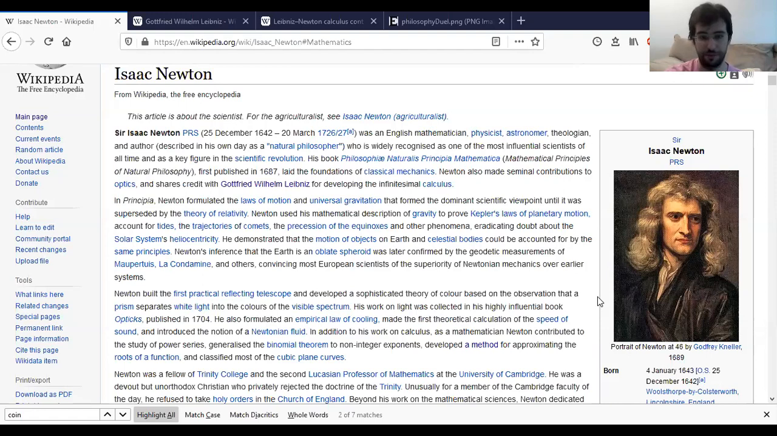He called it fluxions. I don't know how you pronounce that. F-L-U-X-I-O-N. Fluxions. And what did he do with his invention? He put it in a drawer and didn't tell anyone about it. So a few years went by. I have no idea how many.